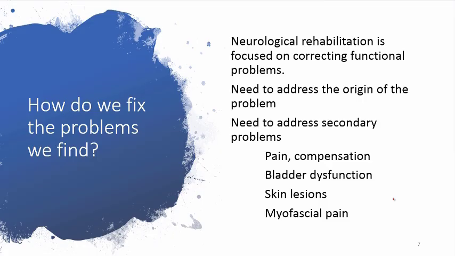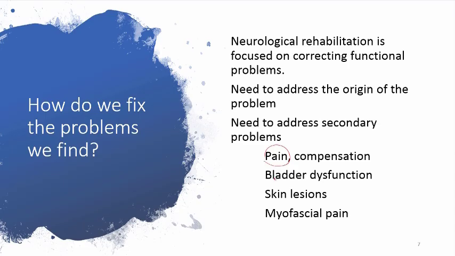Now, once we're thinking those sorts of things, how do we fix the problems that we find? Well, neurological rehabilitation is focused on correcting functional problems, addressing the origin, and addressing the secondary problems. So even if you're not sure what's going on, whether the dog has IVDD versus discospondylitis versus something else, one thing that we can do is, if the dog's painful, we can treat it.